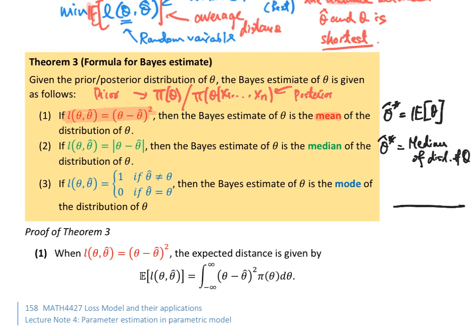So let's say this is the distribution of theta, then your Bayes estimate will be the median, such that 50% of the data is on the left and 50% of the data is on the right.